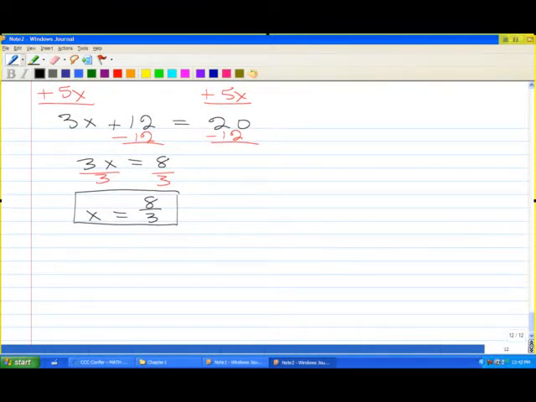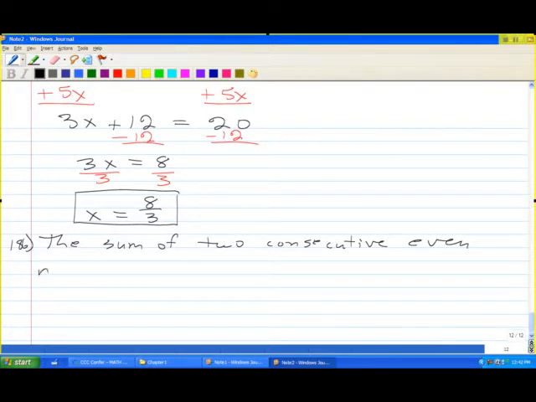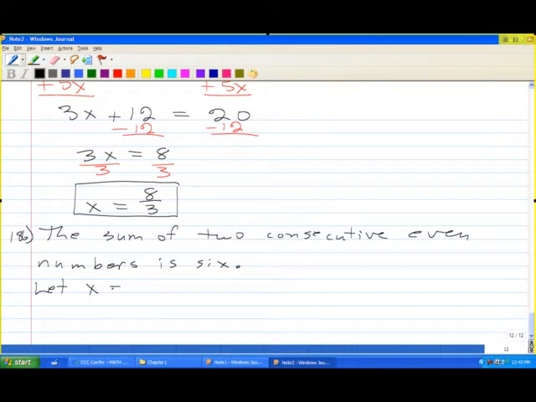Let me do problem number 186. The sum of two consecutive even numbers is 6. In exercises 181 through 187, translate the statement into an equation and solve for the unknown variable. So let's let x be the smaller even integer, even number.